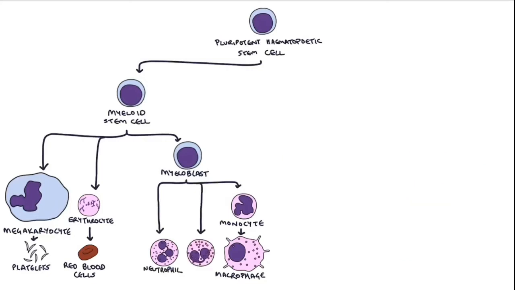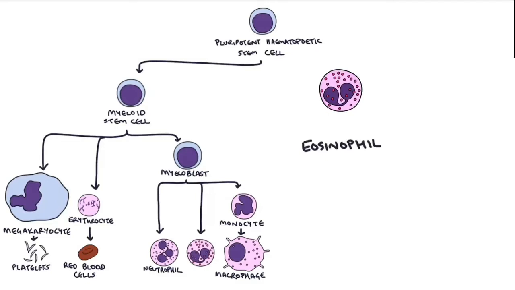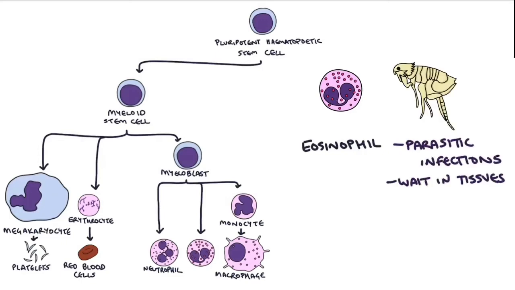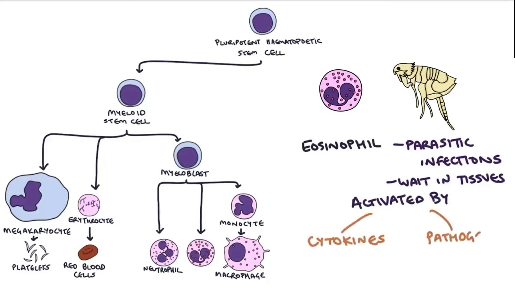Myeloblasts can also become something called eosinophils. Eosino refers to red-coloured, referring to the fact that their cytoplasmic granules take up dyes really well and give a red colour under a microscope. Eosinophils are particularly important when the invading pathogens are too large to undergo phagocytosis, such as in parasitic infections. So they normally hang around in tissues until they're activated by cytokines or they respond to an invading pathogen.